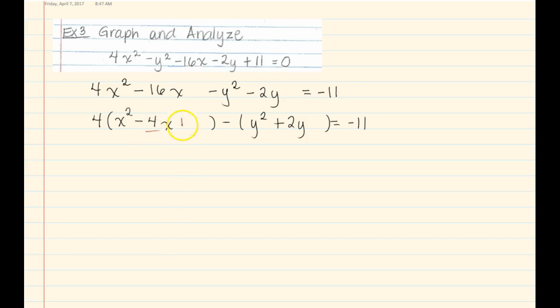we're going to square it, and we're going to add that here. We're going to do the same thing over here. We're going to get half of 2, which is 1, and we're going to square it, and we're going to add it right here. Now remember that when we're done and we do the distributive property with the 4 with this parentheses, we should get 4x squared, negative 16x, and when I multiply 4 times 4, I get 16. And that's what we need to add to the other side.